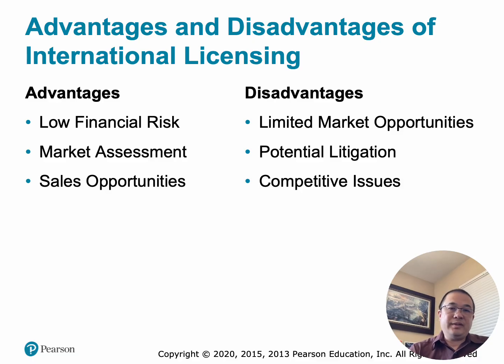Number 3, sales opportunities. Licensing can generate sales in countries that would otherwise be difficult to enter. So the reasons would be import restrictions, high tariffs, local content requirements, political barriers. Because products are manufactured locally by the licensee, these barriers can often be avoided. So as an example, a pharmaceutical company licenses production rights to a local company instead of exporting drugs into the country. So this expands international revenue opportunities.